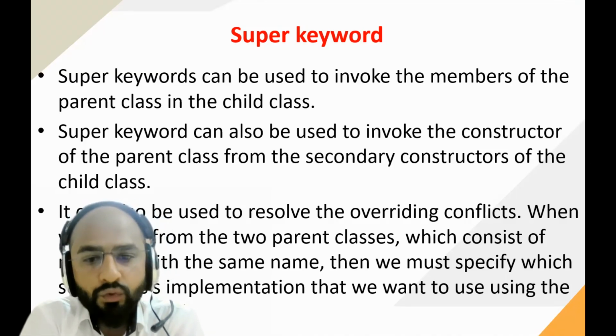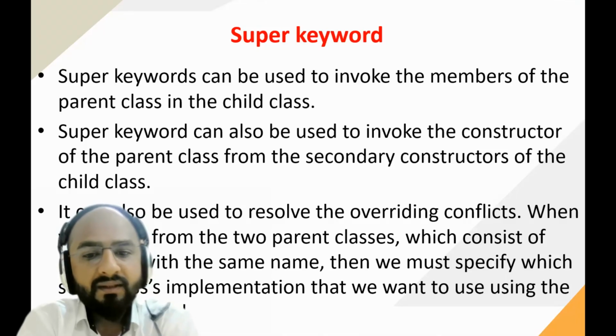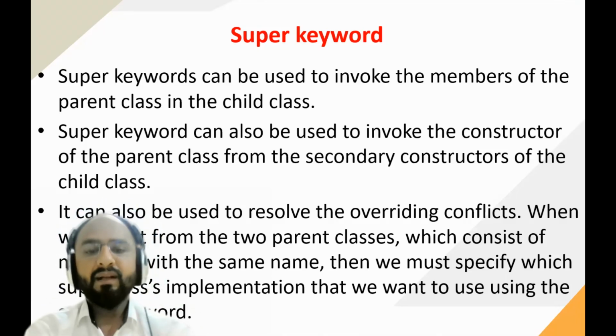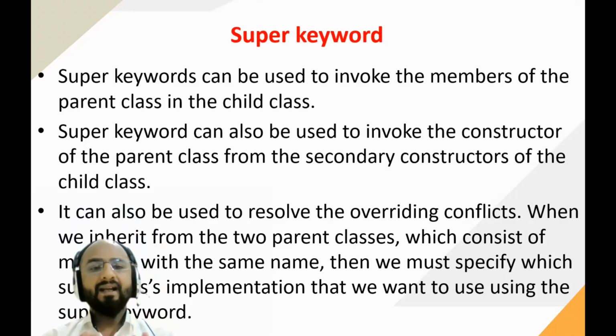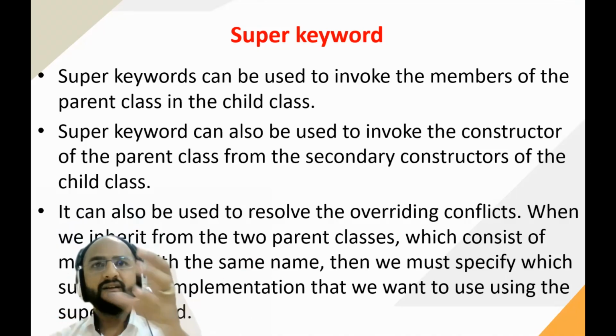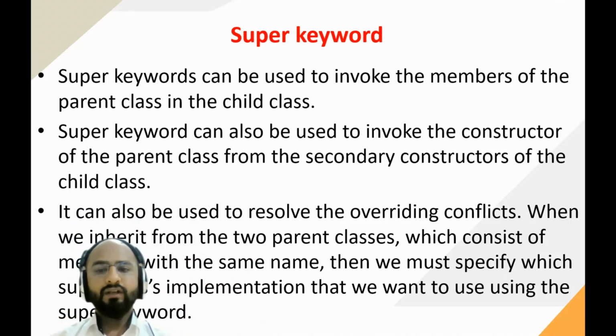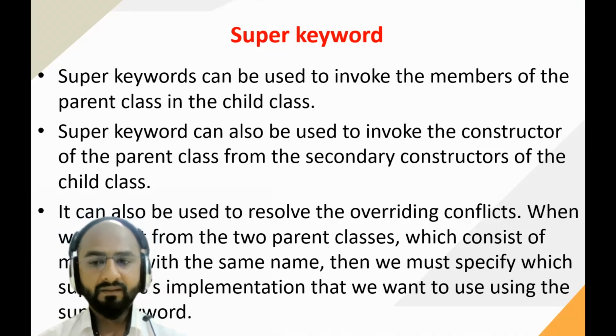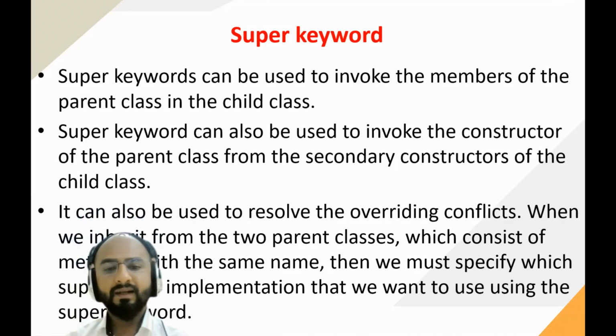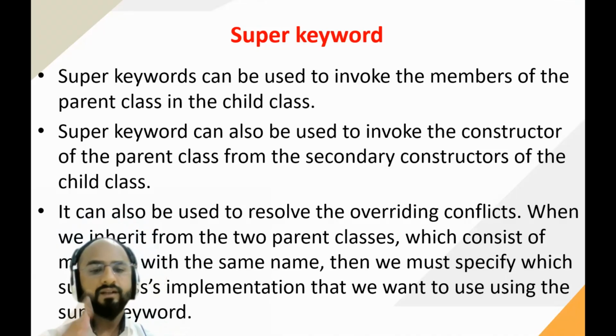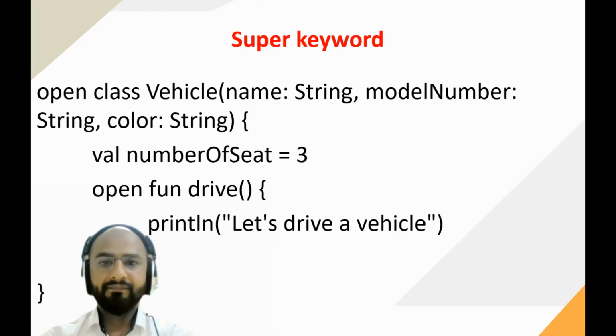This is when we inherit from two parent classes which consist of methods with the same name. Say for example, there is a child. This child has two parents and both parents have a method with the same name. So both same-name methods will be inherited into the child class, and there will be an overriding conflict. If you want to resolve that conflict, you can use the super keyword. Then we must specify which super class implementation we want to use with the super keyword.